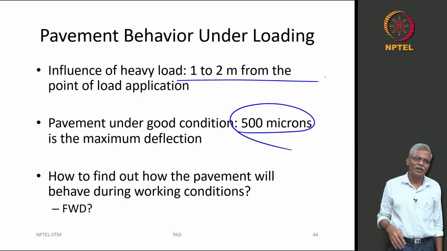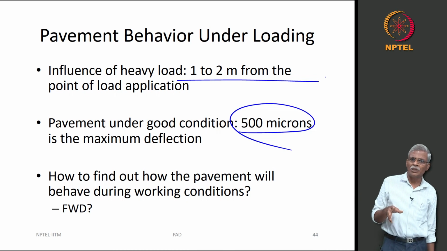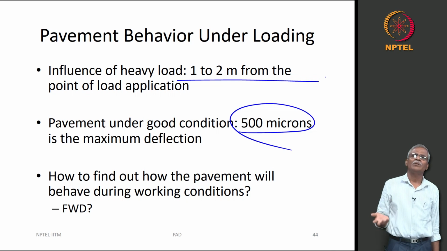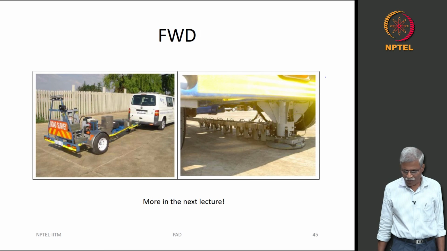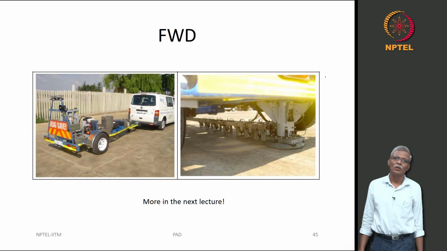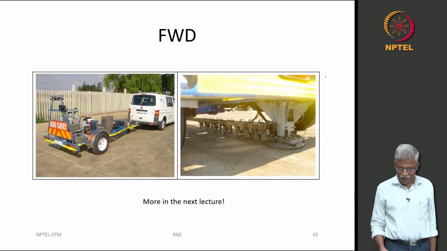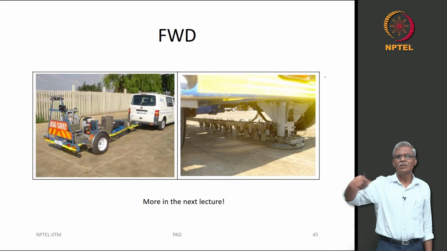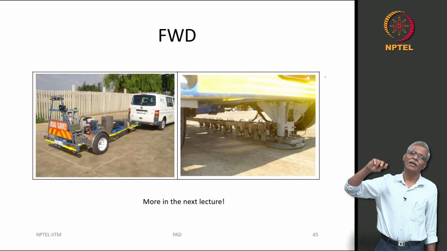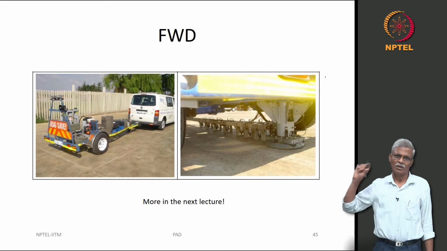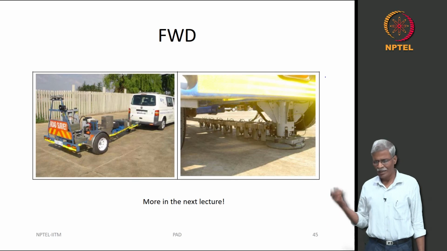So, how do we really find out how the pavement will behave during working conditions? Either we can do a simulation, or on a pavement that is immediately constructed, we could try to find out using what is called a falling weight deflectometer. I am sure you all must have heard about this word, falling weight deflectometer. Basically, what we want to find out is the extent of the deflection bowl, and from the deflection bowl, how do we really read the extent of the deflection. So, we will discuss everything in the next lecture.